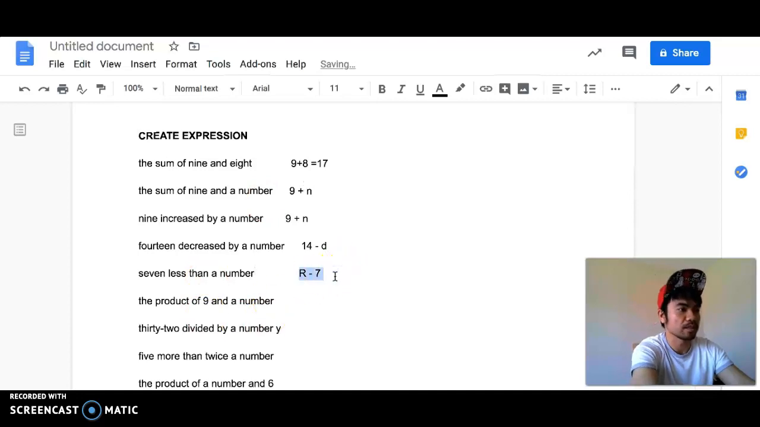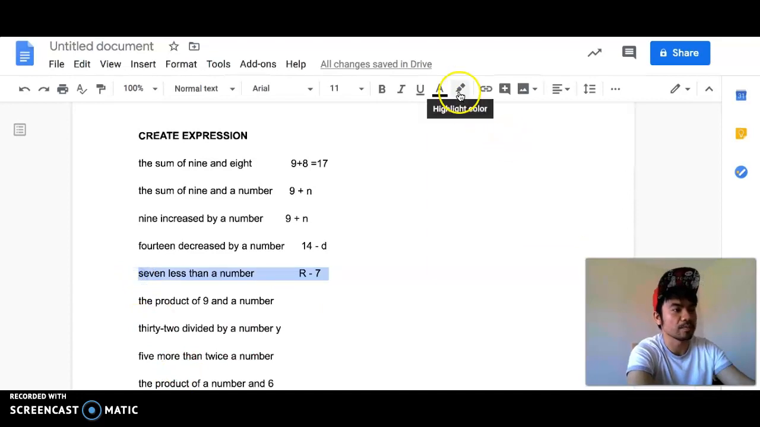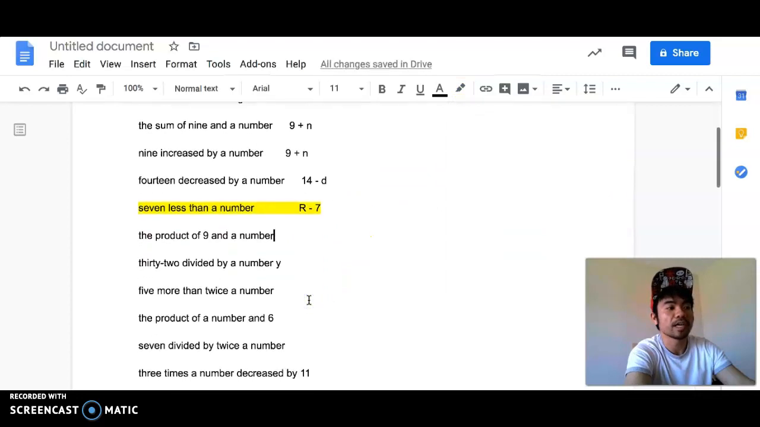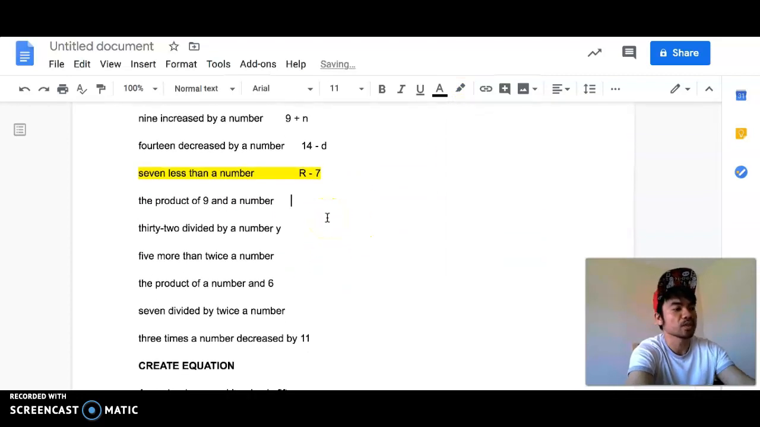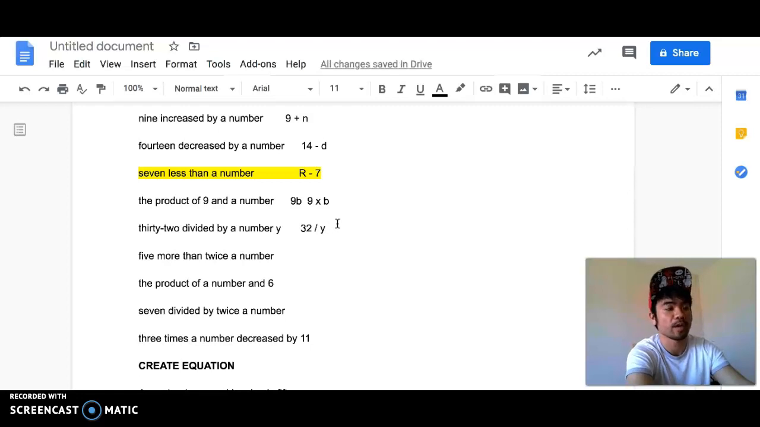I'm going to highlight this one because I know a lot of you would make a mistake. This one, the product of 9 and a number, that's easy. It's multiplication: 9b, let's say, or 9 times b, okay? This one, 32 divided by a number y. Okay, so the number 32, and then you divide by y. That's it, 32 divided by y.